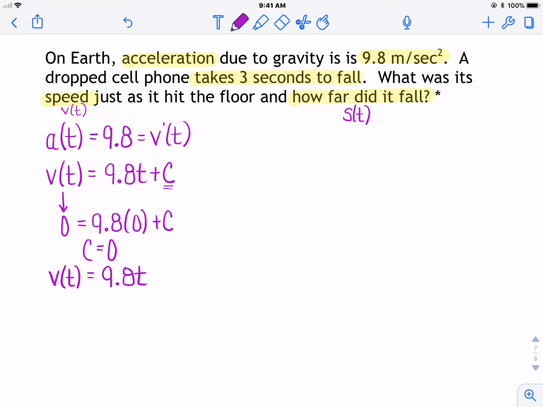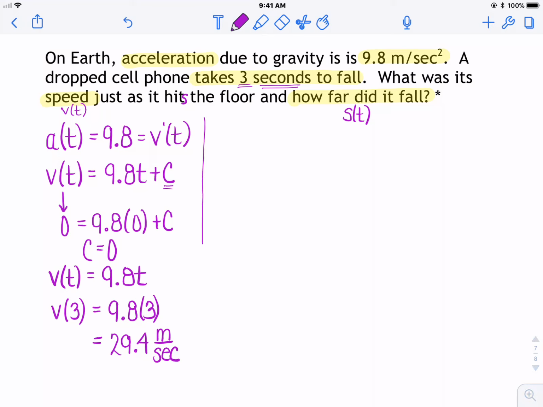So when they ask what is its speed just as it hit the floor, well, it took 3 seconds to fall, so I'm interested in its velocity at a time of 3 seconds because that's just as it's hitting the floor. And we know they're telling us as it hits the floor, so we already know it's falling. My velocity when you calculate is 29.4 meters per second. So that answers the question of what's its speed just as it hits the floor.